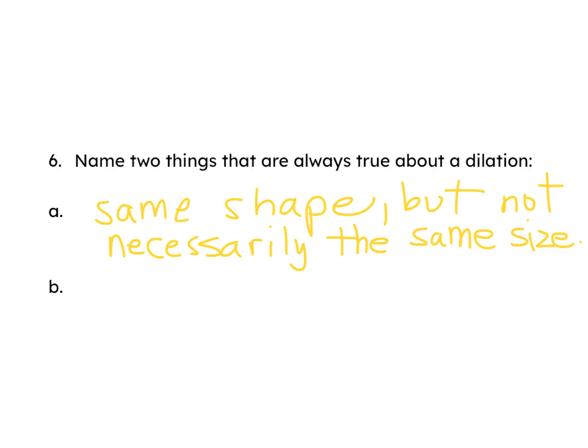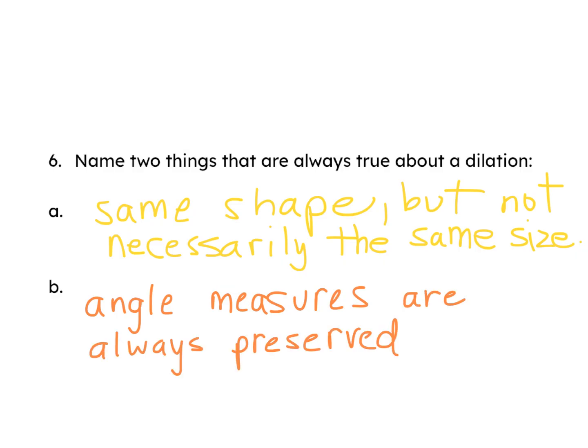And then the second thing that I think is super important is that the angles are always the same. So sometimes people will say the angle measures are preserved. The angle measures inside the shape are always preserved or stay the same or congruent. So the sides might change by the scale factor, the side lengths of the figure, but the angles inside will always stay the same. The angles are always congruent. Okay.